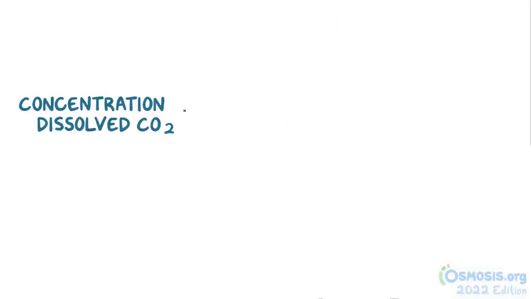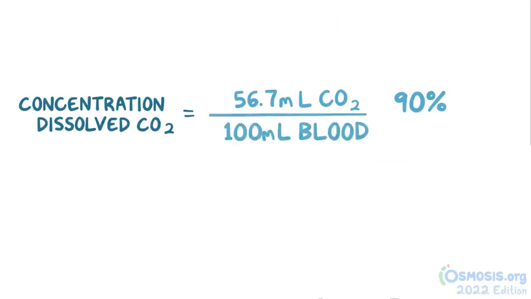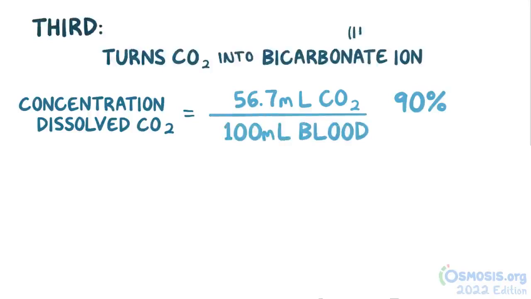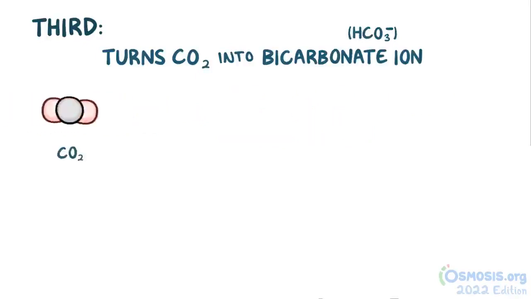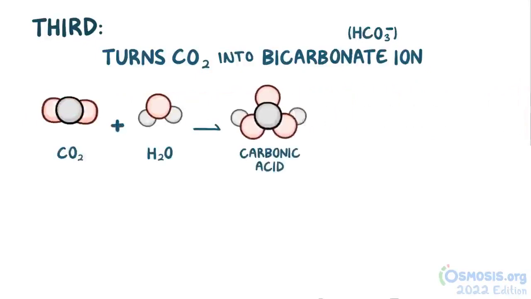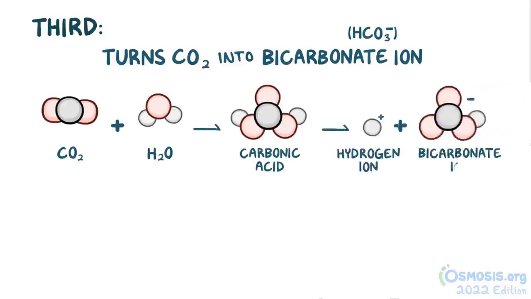But the majority of carbon dioxide, about 90%, or about 56.7 milliliters of carbon dioxide in 100 milliliters of blood, is transported a third way, which involves turning carbon dioxide into a bicarbonate ion, or HCO3-. To get there, carbon dioxide first undergoes a chemical reaction with water to form carbonic acid, or H2CO3. As a weak acid, carbonic acid easily dissociates into hydrogen ions and bicarbonate ions. And these reactions are reversible, and can happen in the opposite direction as well.